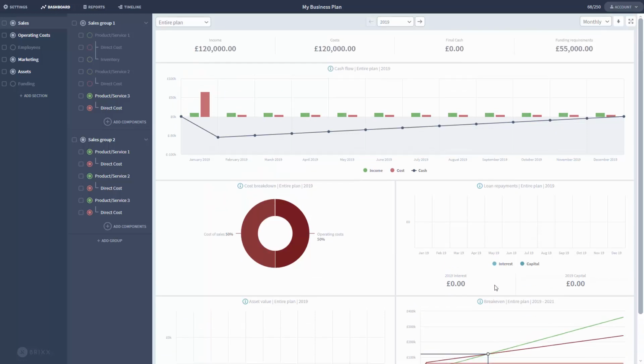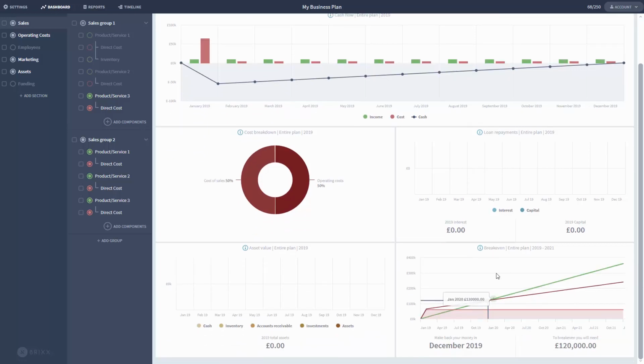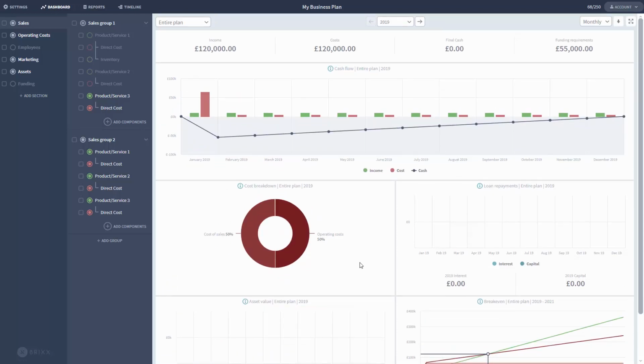So you can see that we're going to have to make £120,000 worth of sales now, and that's going to push us back to December. So you can see as you put in all of your costs of your business, and you forecast all of your projected sales over the next period, then you'll be able to get a really nice indication of when you might actually make your money back, which is one of the really useful things about Brixx.